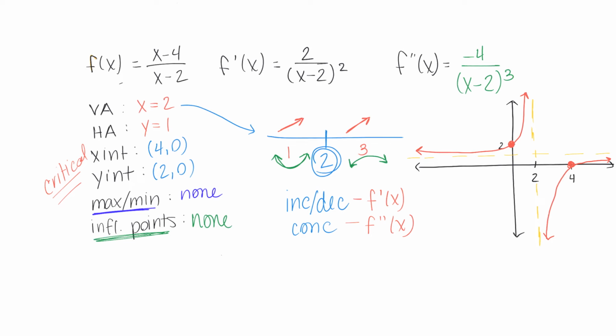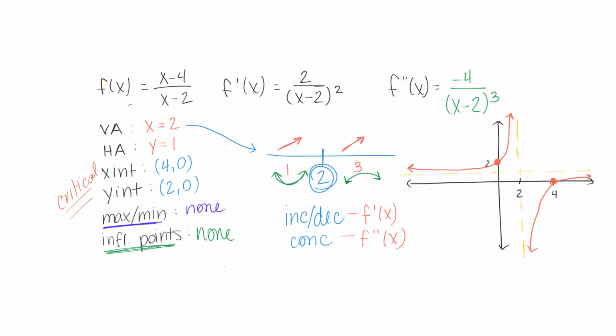Okay, so how do we feel about this? Let's walk through this one more time. To be clear, our critical points are vertical asymptotes, horizontal asymptotes, x-intercepts, y-intercepts, max, mins, and inflection points. All critical. If you do not have a max and min or inflection point, your vertical asymptote can serve as a divider to test for concavity and increasing and decreasing. You can test on either side. You test for increasing and decreasing still with your first derivative. You test for concavity with your second derivative.